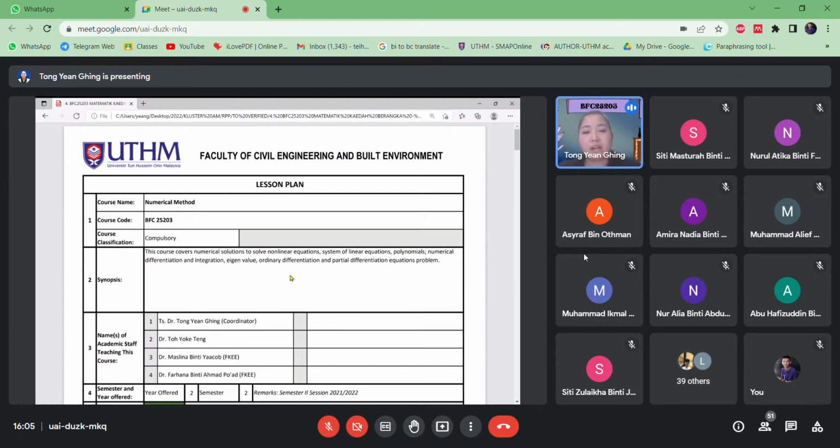Okay, so in this course, we have 4 lecturers. Me, myself, I'm teaching you in section 1, and Dr. To will teach section 2, and another 2 lecturers from FKEE, Dr. Maslina and Dr. Farhana will teach section 3 and 4 respectively.